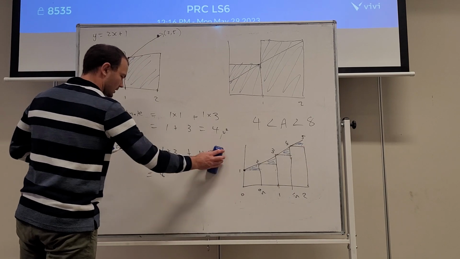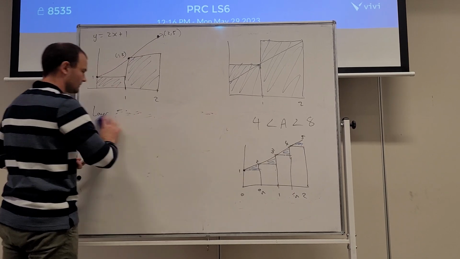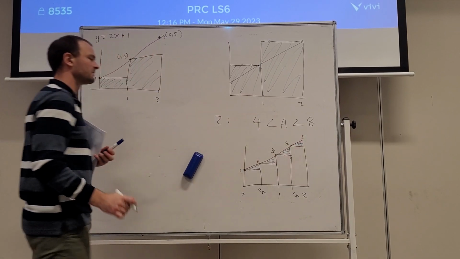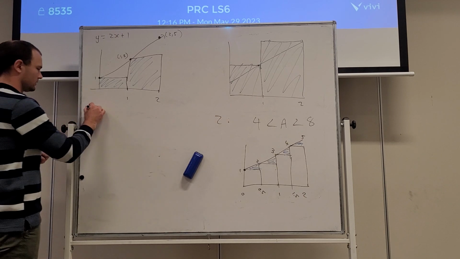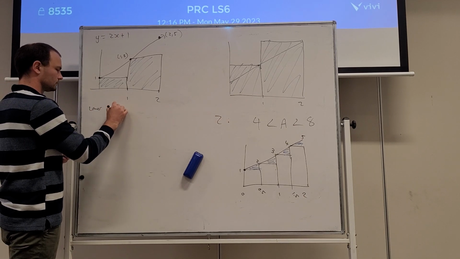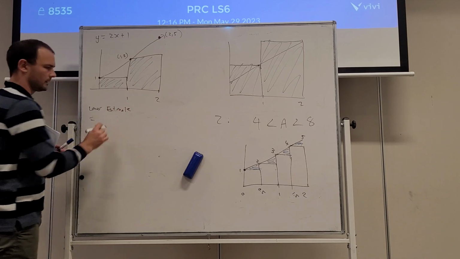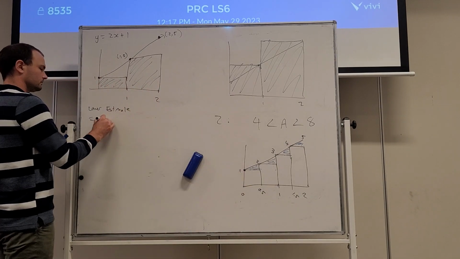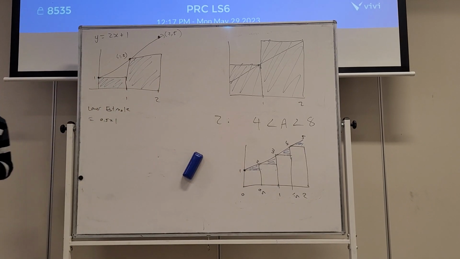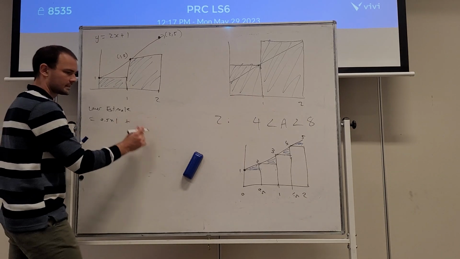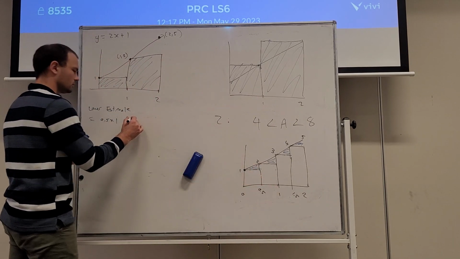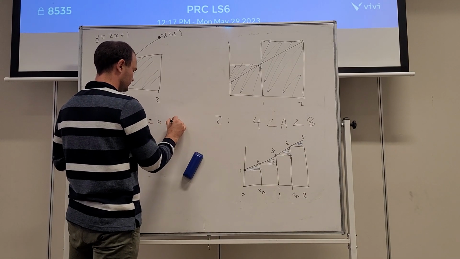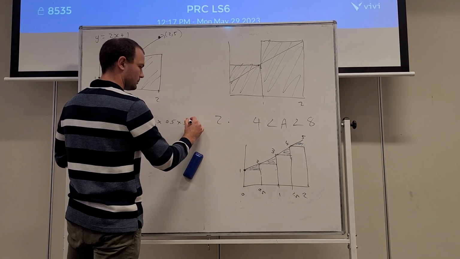All right, I might rub out this part here. And this was 2 rectangles. That was our estimate. Let's see what it is using 4 rectangles. So for our lower, it's going to be 0.5 times 1, that's for the first rectangle, plus 0.5 times 2, plus 0.5 times 3, plus 0.5 times 4.